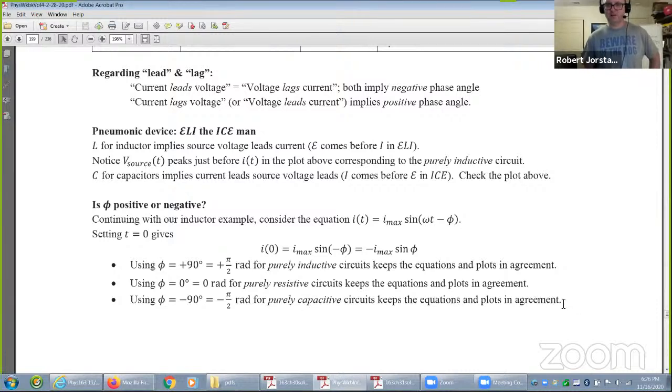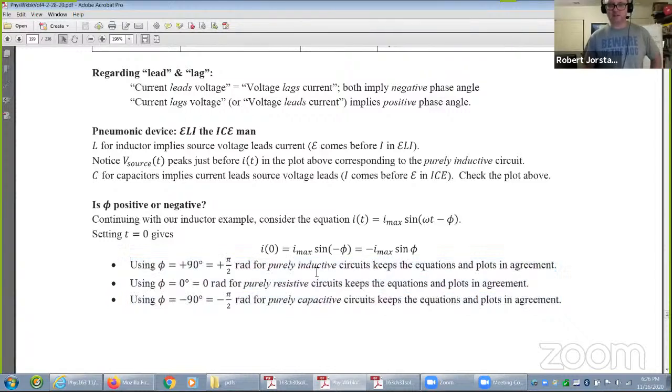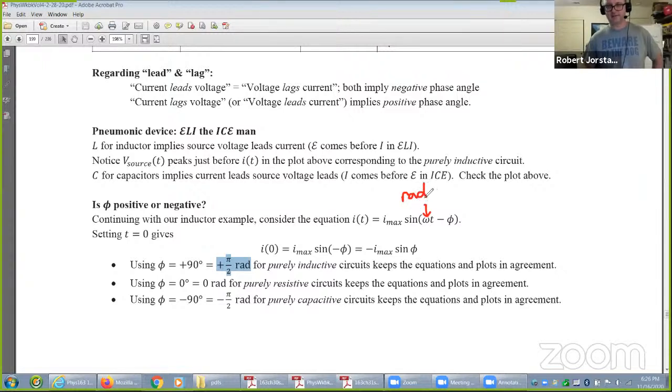Okay, so by the way, if you have a purely inductive circuit, you can use a phase angle of 90 degrees or pi over 2 radians. Now, here is going to be an interesting and annoying thing for you. Omega is always given in radians per second. Oftentimes, it's given in kiloradians per second.